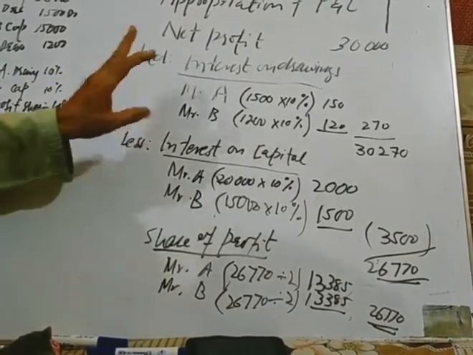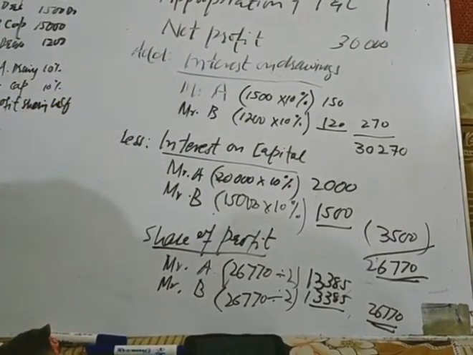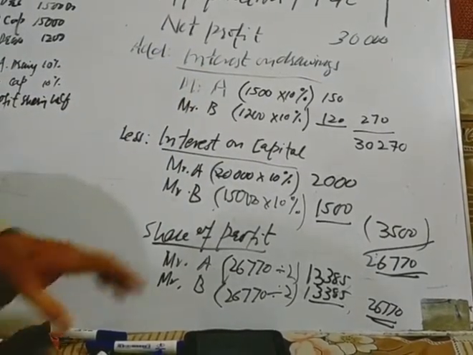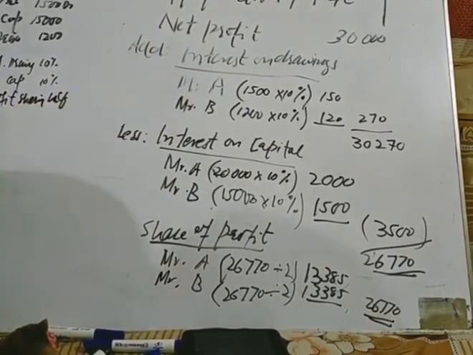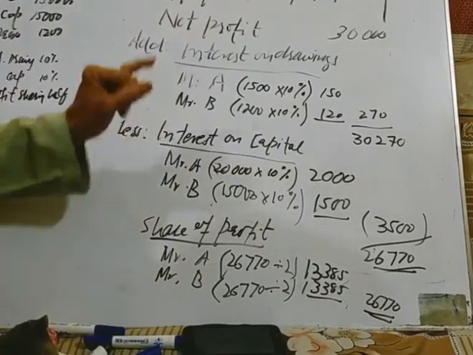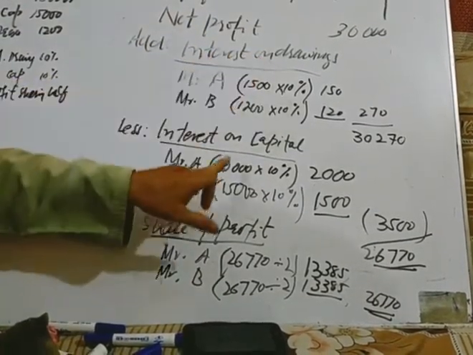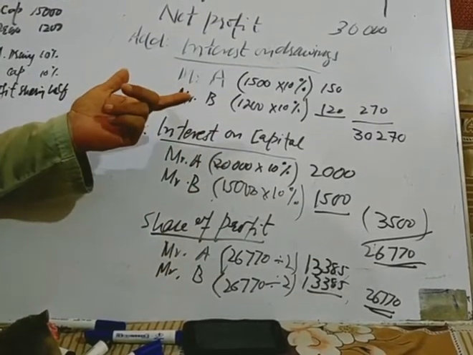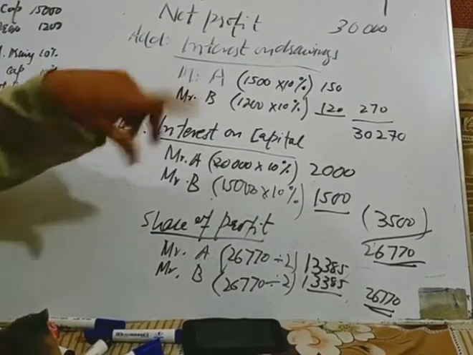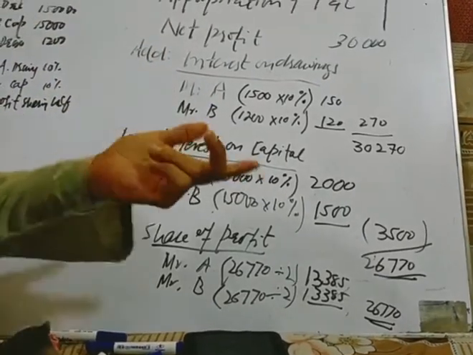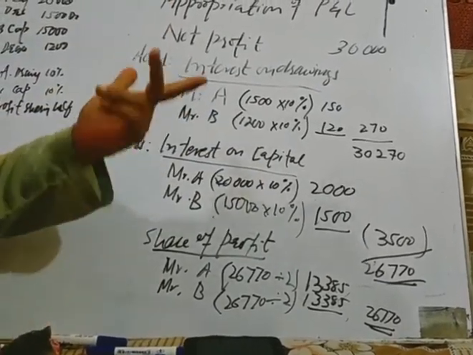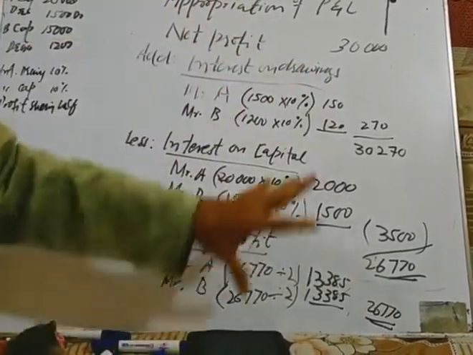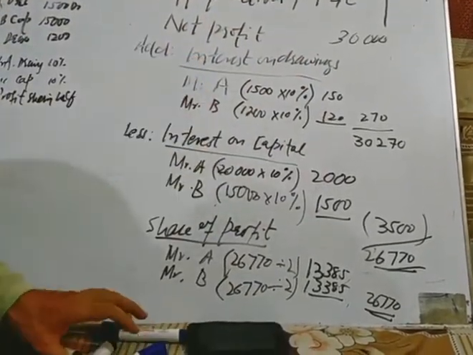There are not many points given like salary, commission, right? Only 3 points are given to you. Profit is given to you. Number 1, interest on drawing. Number 2, interest on capital, and sharing profit is half equal. There can be other points like salary is given to Mr. A, salary is given to Mr. B, or commission is given. But here we haven't done it because of this space.